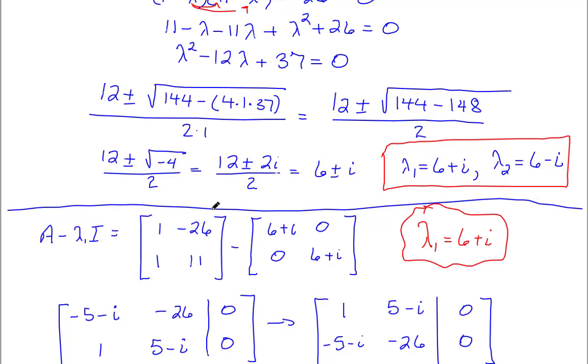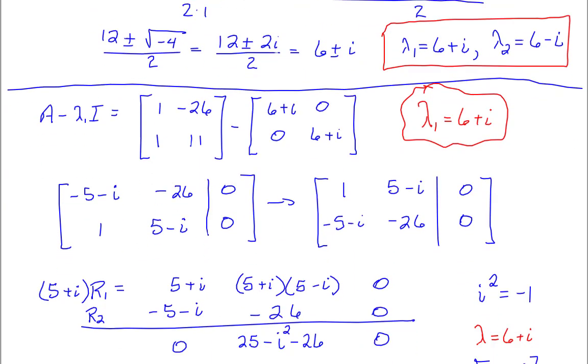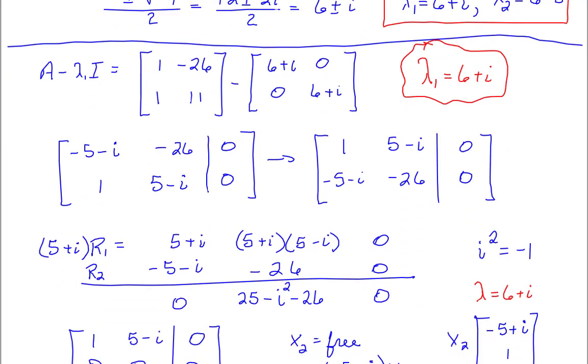So how do we go about finding the eigenvectors? Well, the same way as before. I find A minus lambda 1 I. So here's A minus 6 plus i, 6 plus i. So my complex values in the matrix. 1 minus 6 is a minus 5 and a minus i. 11 minus 6 is 5 minus i. And so now we have our matrix with complex values.